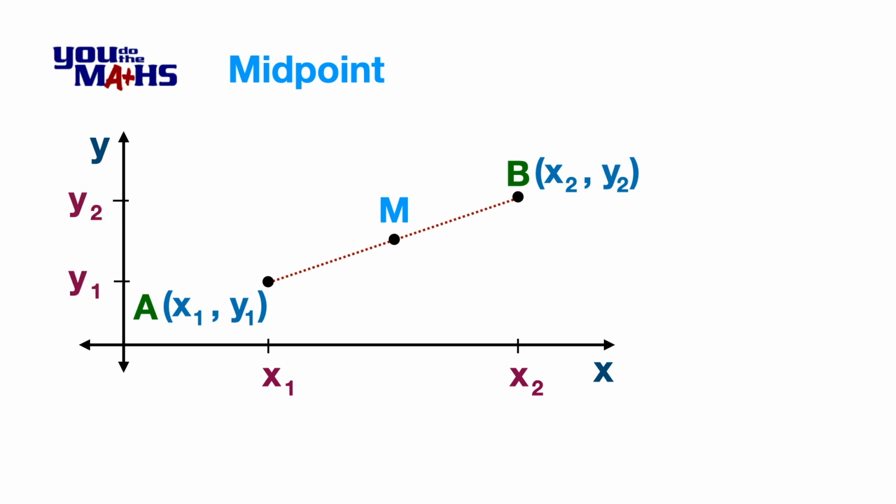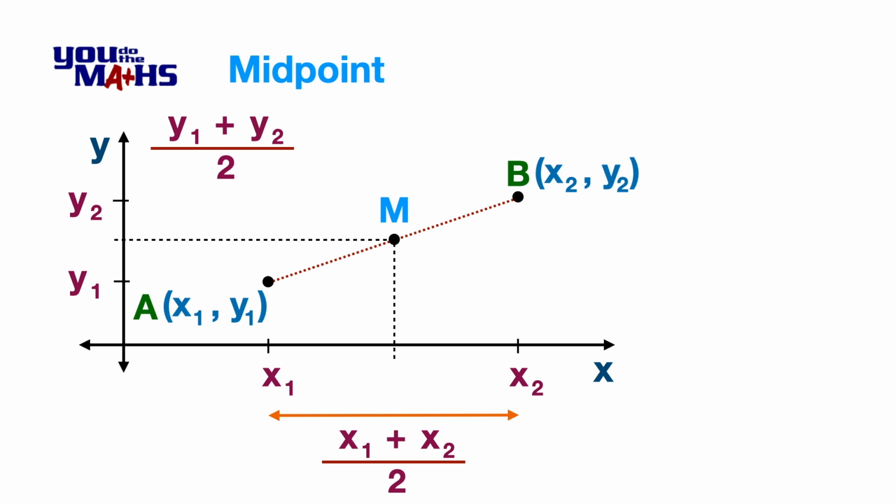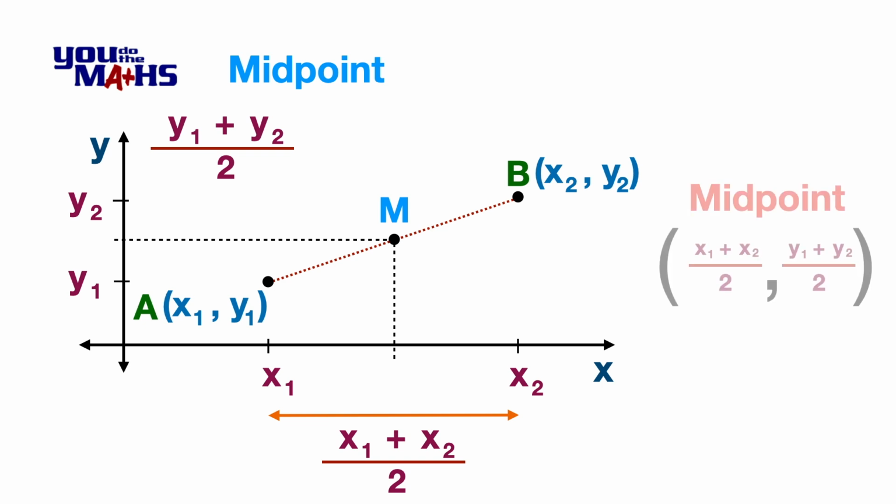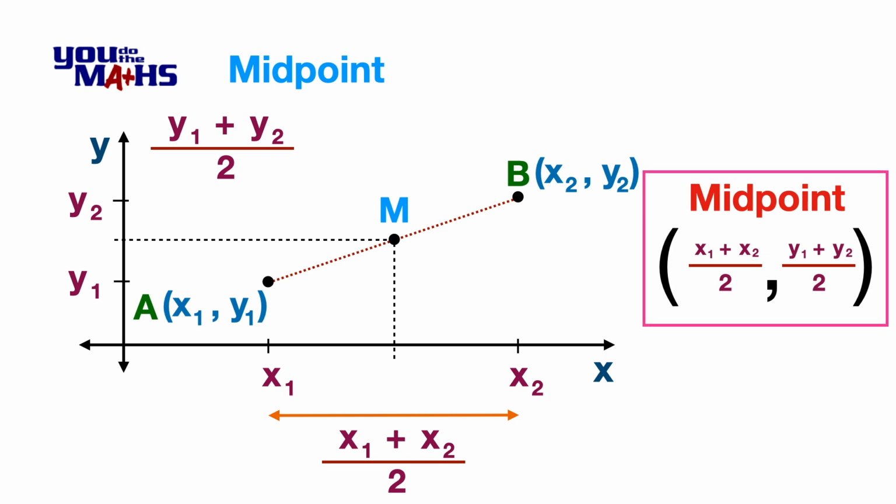Now, to determine the midpoint, what we can do is determine halfway along the x-axis between our two x values, and that's as simple as working out the average of those x values. So we add them together, x1 and x2, and we divide by 2. And we do the same thing on the y-axis to determine halfway between our y values. So those results give us the midpoint. So our x value of our midpoint is x1 plus x2 all divided by 2, and the y value is y1 plus y2 all divided by 2.